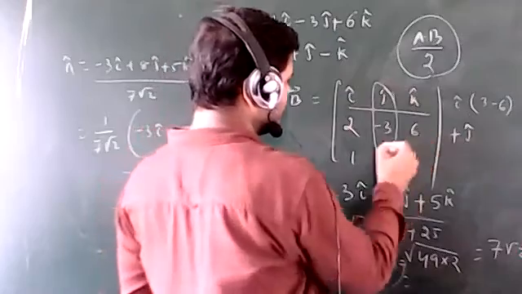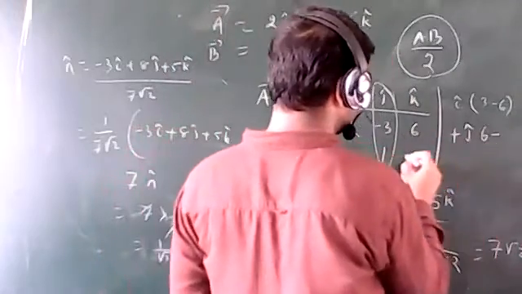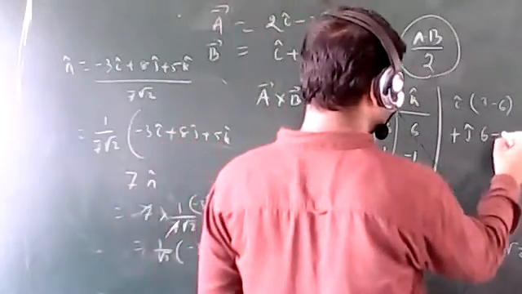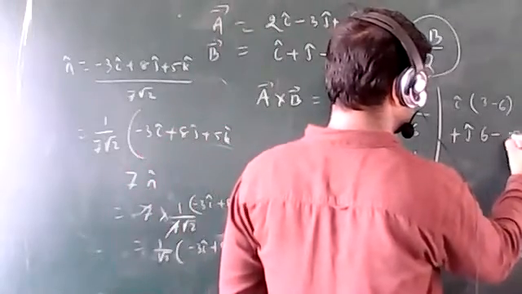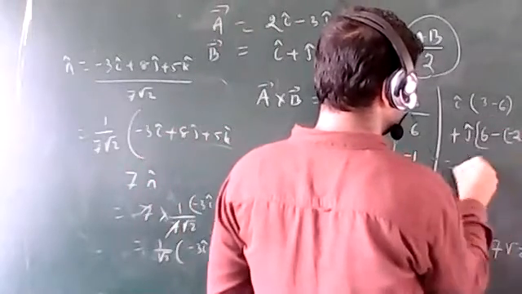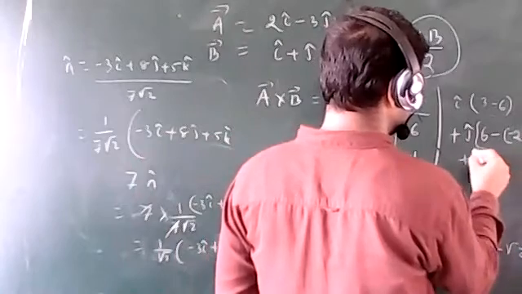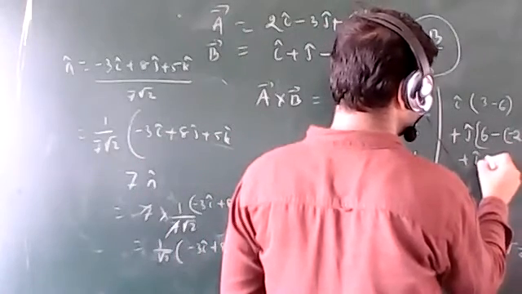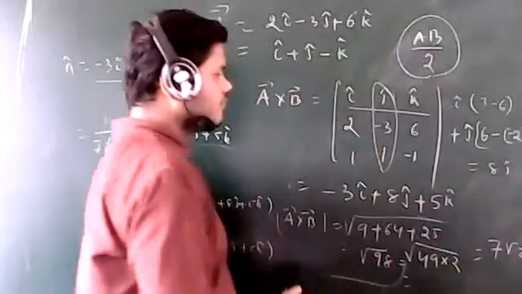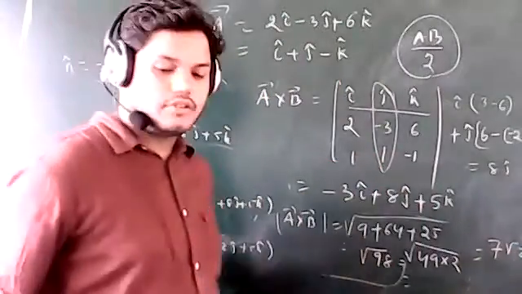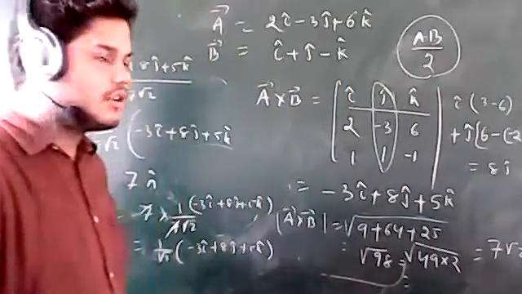So what you have to do? Multiply 6 into 1. 6 into 1 is 6. Yes or no? And 2 into minus 1, that is minus 2. Then minus minus 2 becomes minus 4... sir, correct. Plus j cap into 6 plus 8, that means 8. So you can write 8 j cap. Sir, a little sign problem. Okay, okay. So you can do like this.